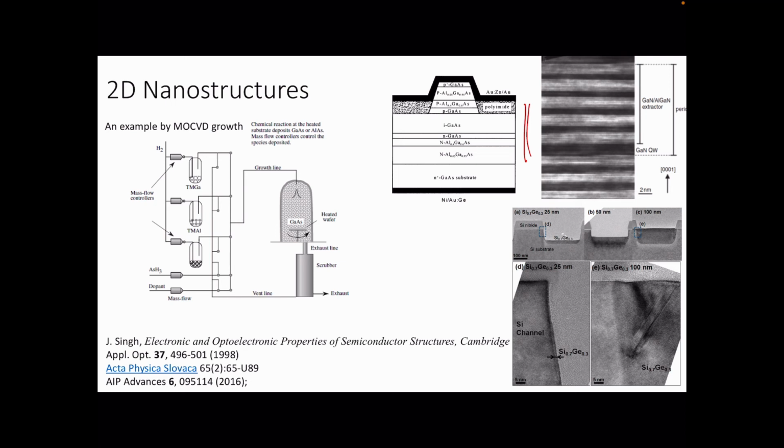Here only the thickness is confined. You can have really large lateral dimensions but very thin or nanoscale thickness dimension, right? That makes it a true 2D structure.